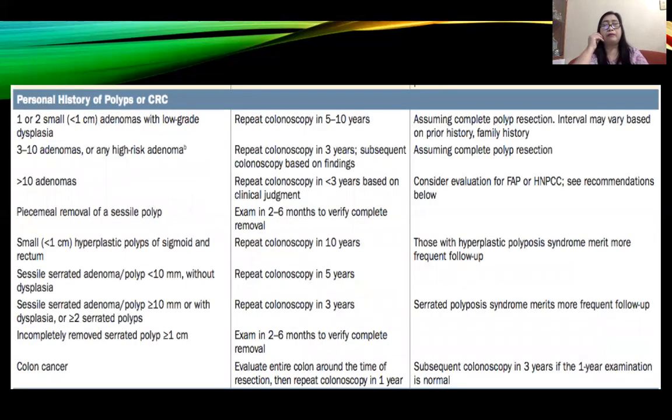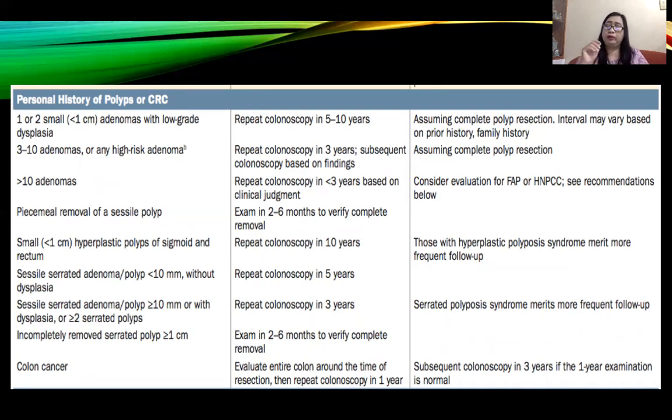What about if you have a personal history of polyps or colorectal cancer? If you have one or two small or less than 1 centimeter adenomas with low-grade dysplasia by histology, you may repeat your colonoscopy after 5 to 10 years. This is assuming that your complete polyp resection was done. Interval may vary based on prior history or family history.